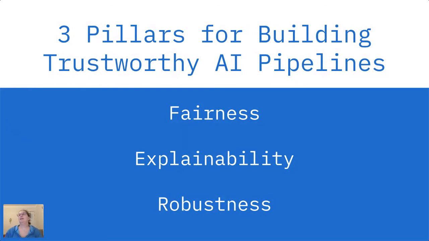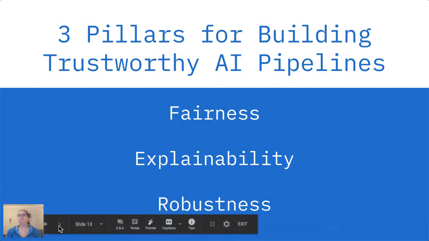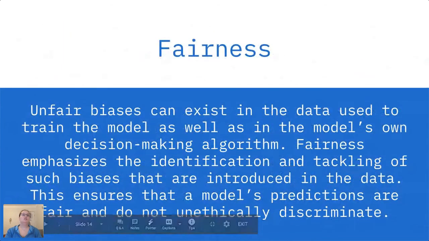So taking a look at the 3 pillars for building trustworthy AI pipelines. The 3 pillars that are really the most important pieces for making sure that we're building AI pipelines that our clients can trust are fairness, explainability, and robustness. So taking a look at the first one, AI fairness.